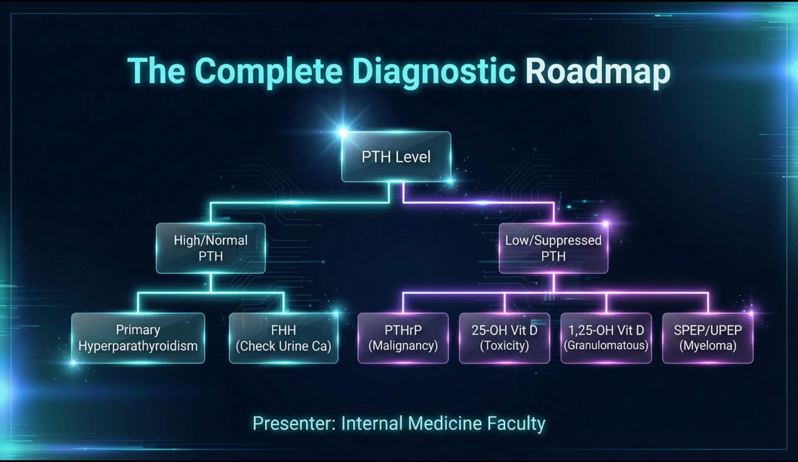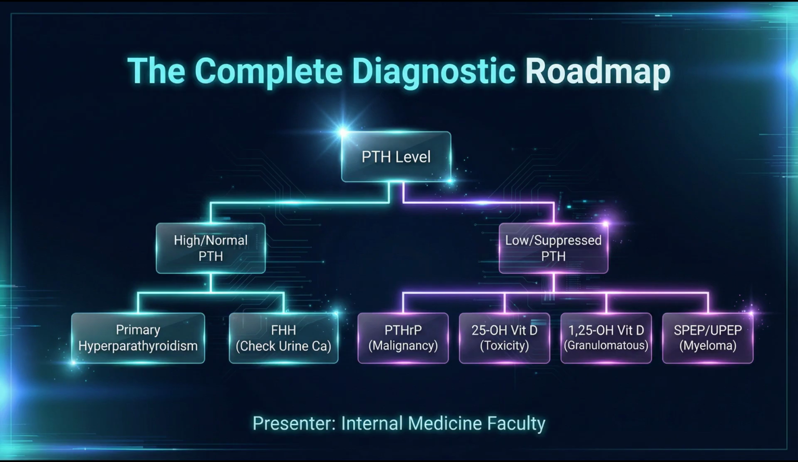Let me walk you through the complete algorithm. Start with confirmed hypercalcemia. Check PTH. If PTH is high, consider primary hyperparathyroidism and check 24-hour urine calcium to rule out familial hypocalciuric hypercalcemia.